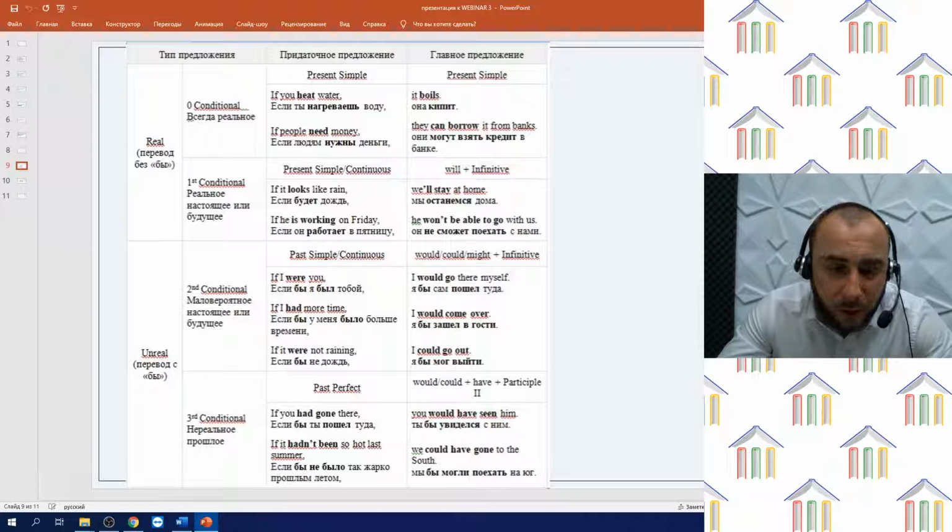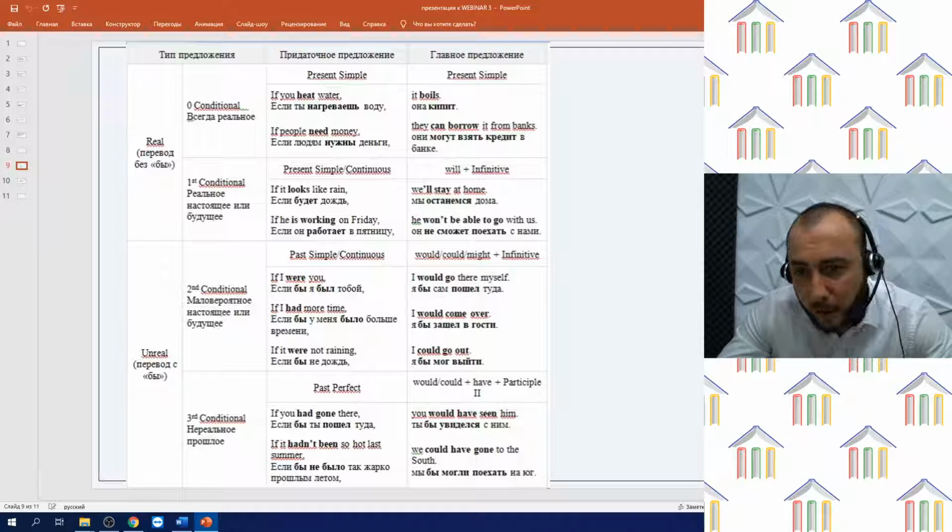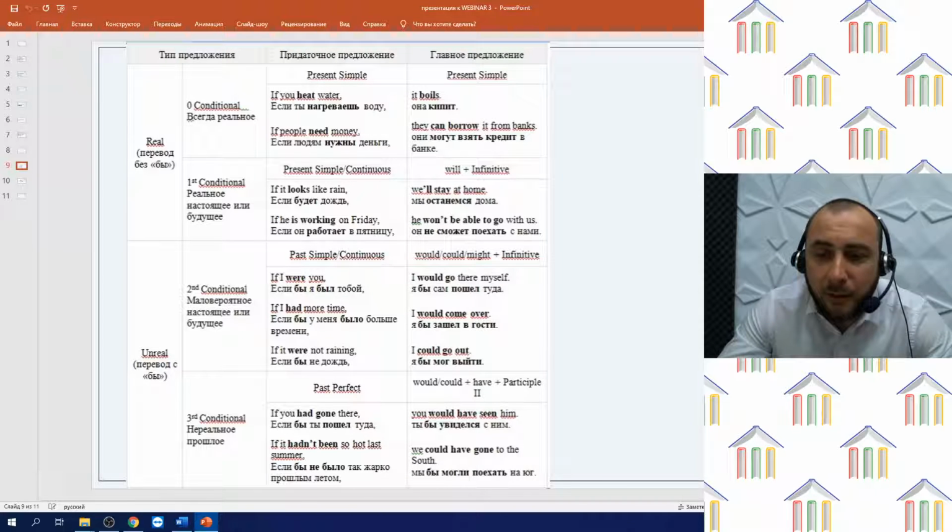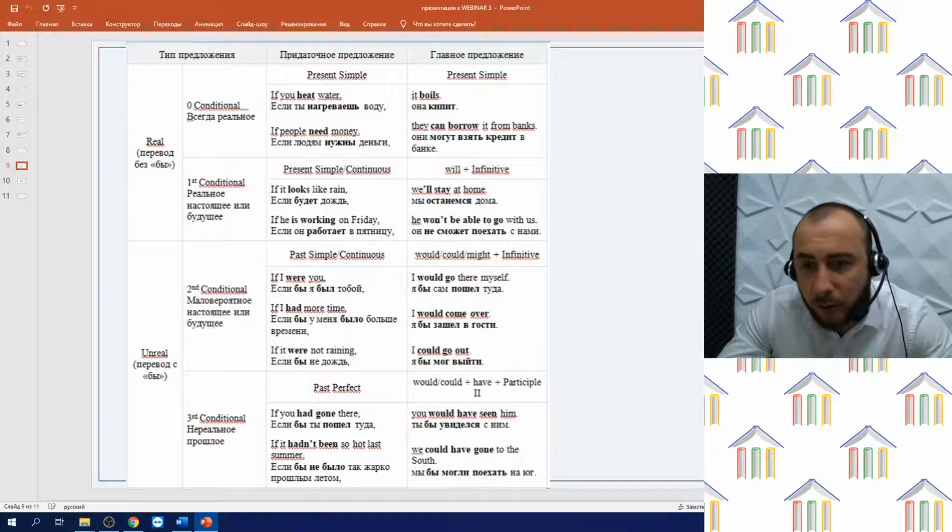And third conditional, нереальное прошлое. In dependent clause we use past perfect. In independent clause we use would, could plus have plus participle. If you had gone there, you would have seen him. If it hadn't been so hot last summer, we could have gone to the south.